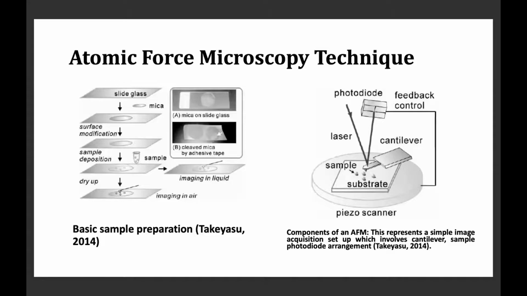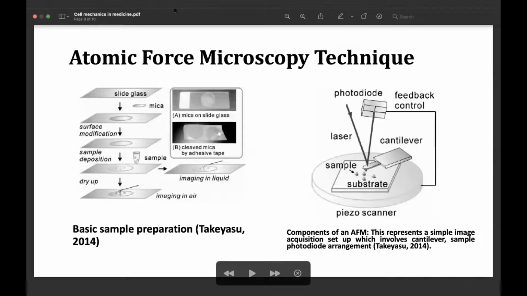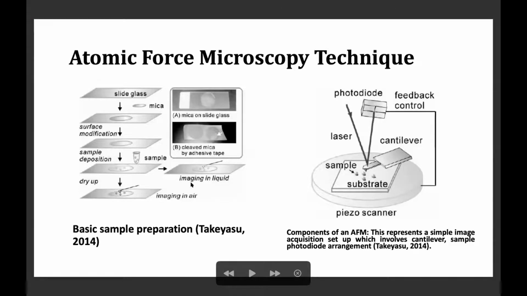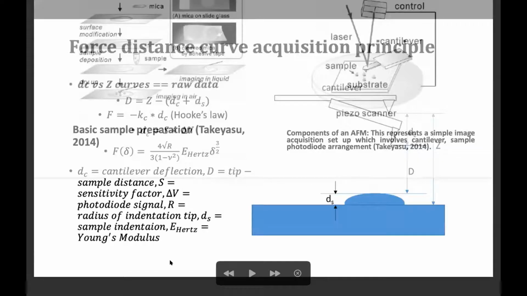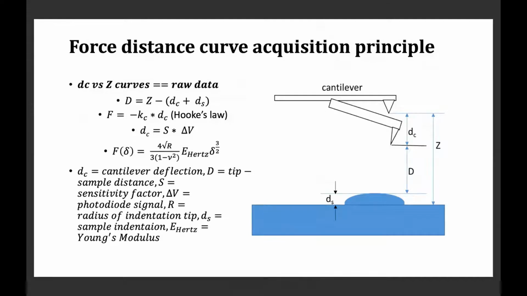As the tip moves closer to the sample and moves back, generally you will always have some interaction, and then you have the deflection of the cantilever. And normally this is what you are going to have at the end of the day. Let me move to the next slide. You have something like this.